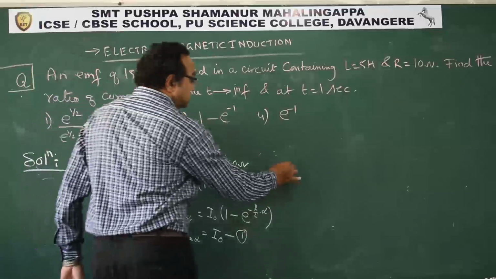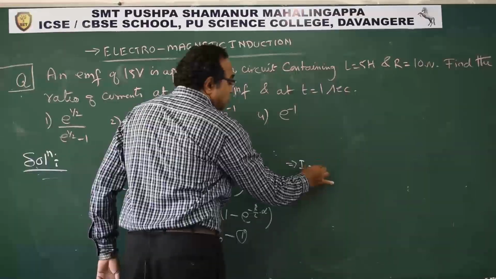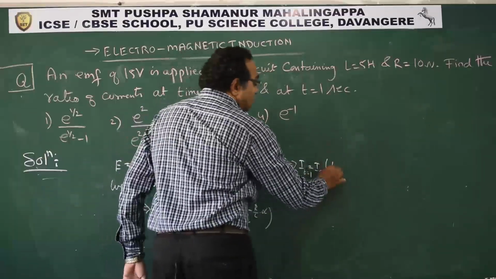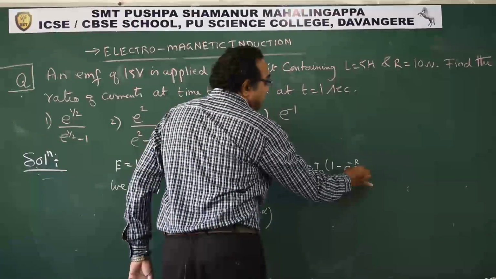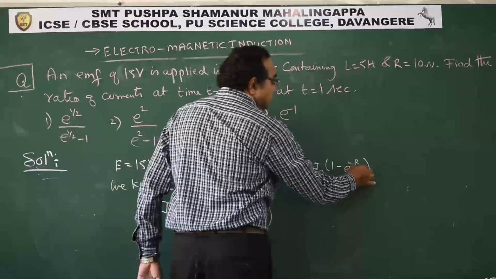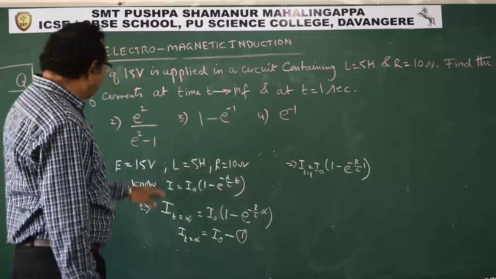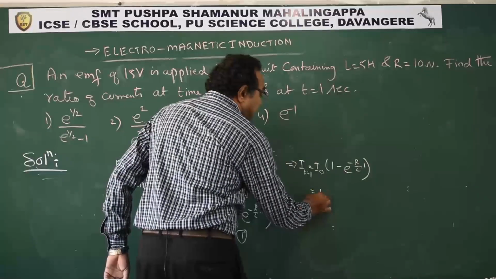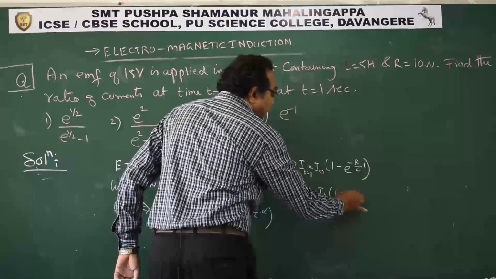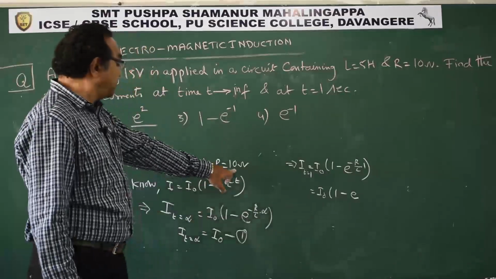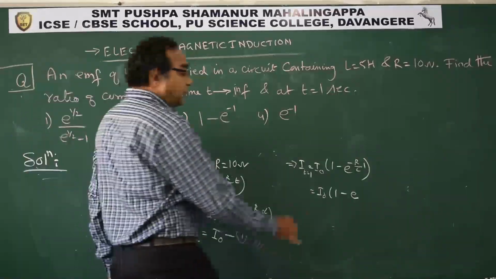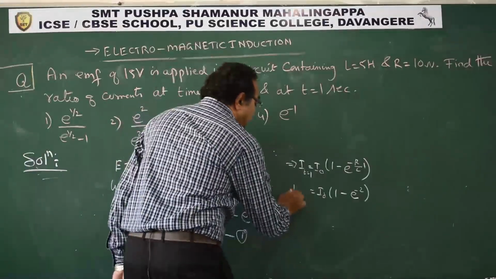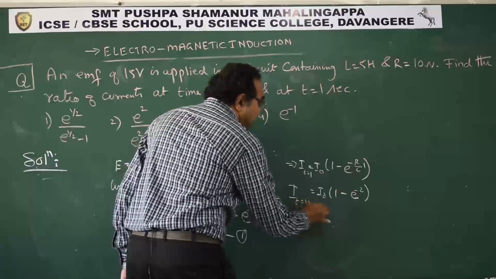Second case, I is equal to I naught, here we have t is 1 second. I naught into 1 minus e raised to minus R by L because t is 1. Now you know the value of R, you know the value of L. So what do you get this as? I naught into 1 minus e raised to, R is 10, L is 5, so this you get as minus 2. So we got I when t is 1 second.